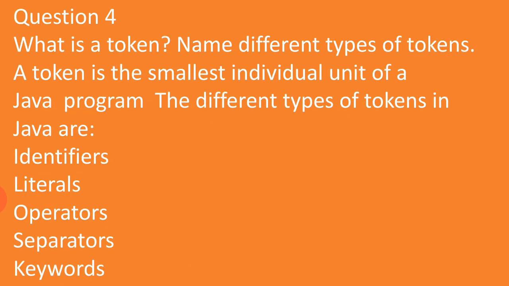After that, question number 4, what is a token? Name different types of tokens. Students, in your body, if I ask you which is the smallest unit, you will say cell. So similarly, the smallest individual unit of a Java program is called a token. The different types of tokens in Java are identifiers, literals, operators, separators, keywords.